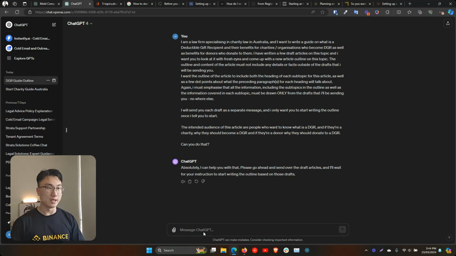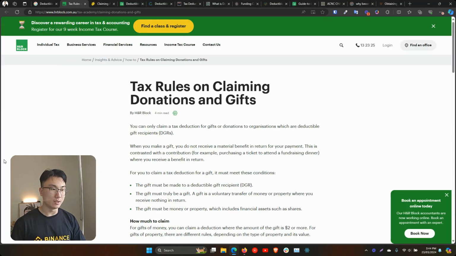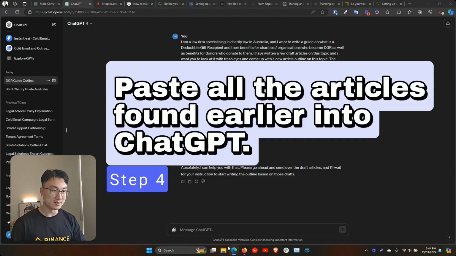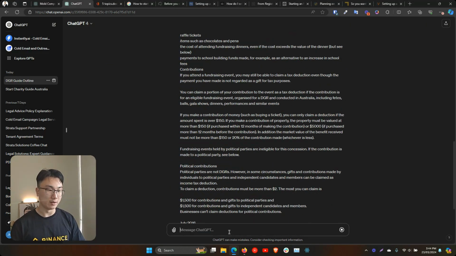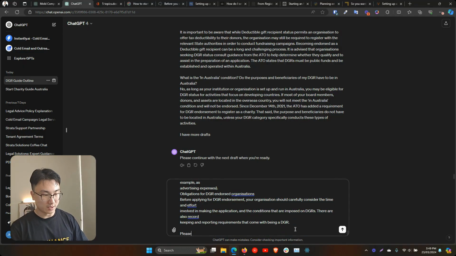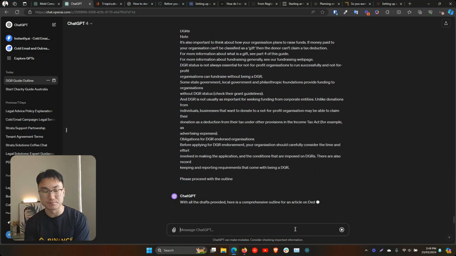And then I will now essentially just copy all the articles that I found, just straight up. Copy paste that into ChatGPT, put that in there. Now, please proceed with the outline. Okay, let's see what ChatGPT does.